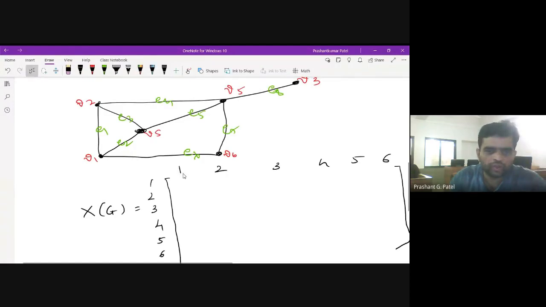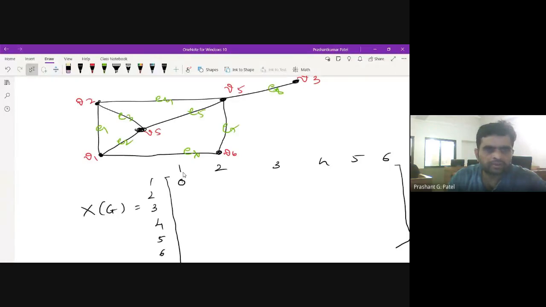1 to 1, there is no edge, so that's why it is 0. 1 to 2, there is an edge between vertex 1 and vertex 2, so we can put 1 here. 1 to 3, there is no edge, 1 and 3 are not connected by an edge, so it is 0. 1 to 4 is also not connected, so it is 0. 1 to 5 is connected by an edge, so it is 1. 1 to 6 is connected by an edge, so it is 1.